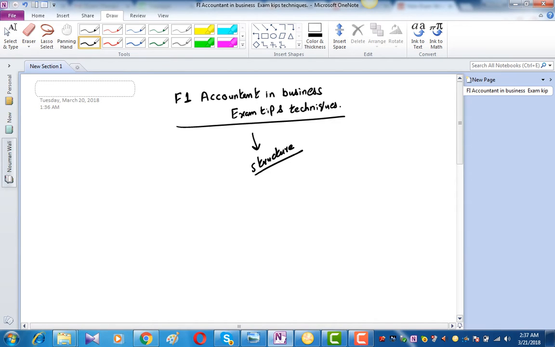There are two types of sections in the F1 exam. The first section is objective type, which consists of 46 questions. There are two sections, section A and section B.